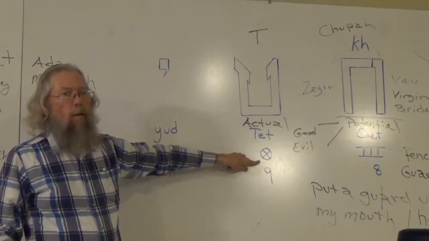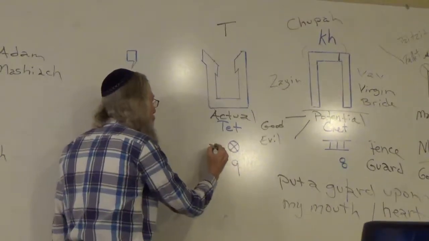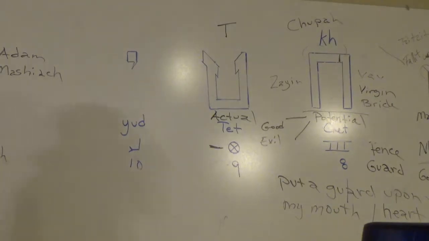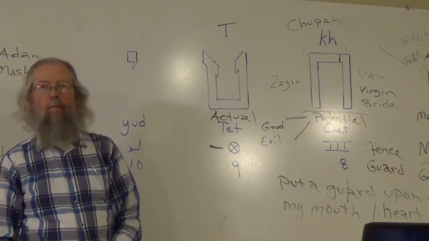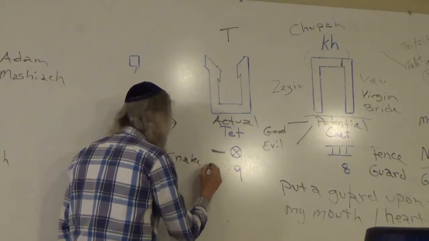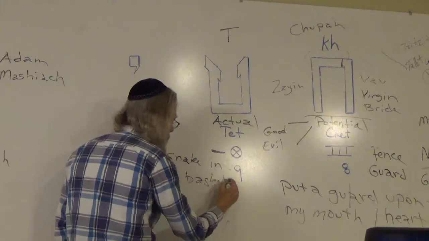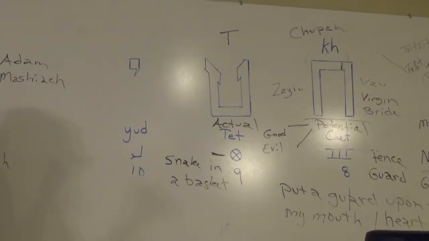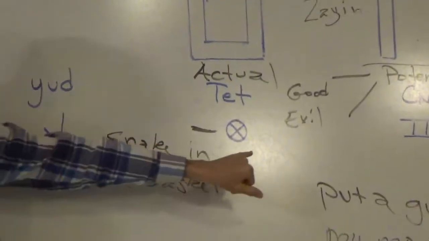The Tet. This is the paleo of a Tet. Guess what that is? Do you know what that is? Looks like a brand, right? An X and a circle. Isn't there like a shield or something? Like chicken in a biscuit? The snack, right? This is snake in a basket. The symbol is actually a snake in a basket.